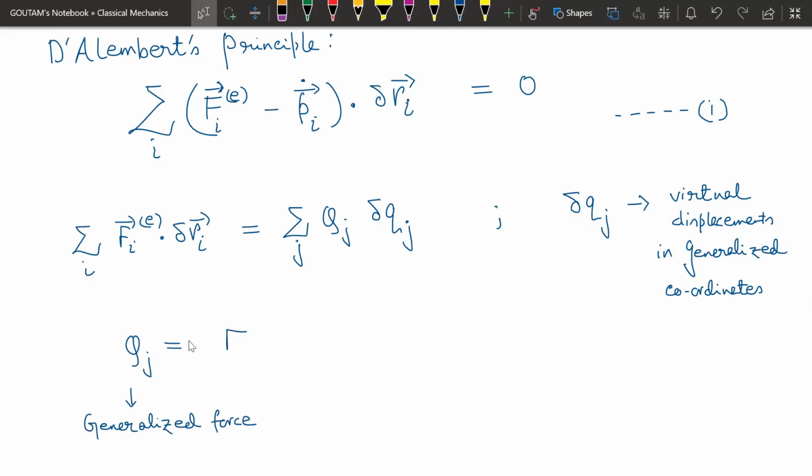The generalized force is Qj equals the sum over all i of Fi external dot del Ri del qj. This is the generalized force. Let's call the previous one equation 2, and this expression of the generalized force equation 3.